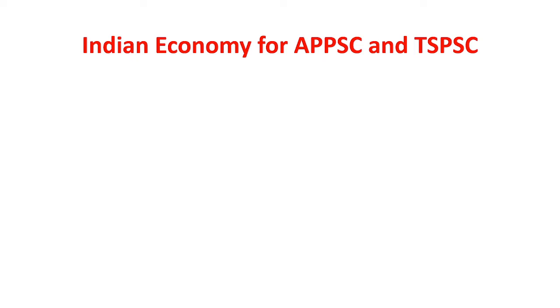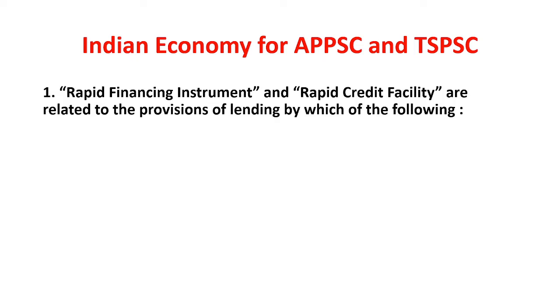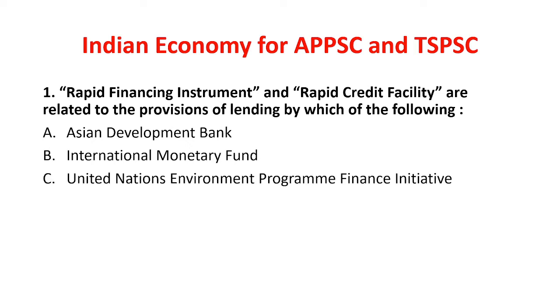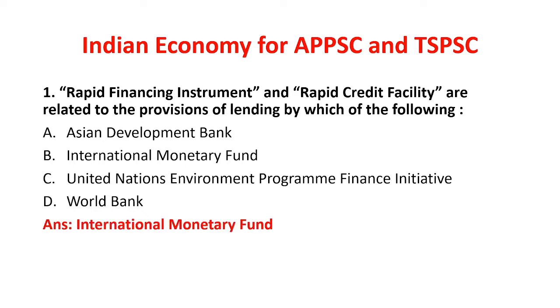So let's start. A rapid financing instrument and rapid credit facility are related to the provisions of lending by which of the following? And the options are Asian Development Bank, International Monetary Fund, United Nations Environment Program Finance Initiative, World Bank. So this rapid financing instrument and rapid credit facility are related to provisions of which of the following? It is International Monetary Fund, that is IMF.